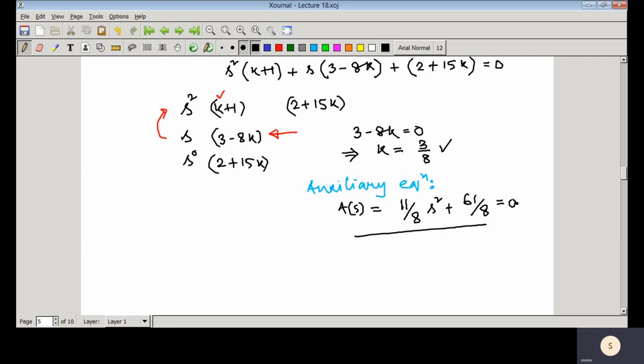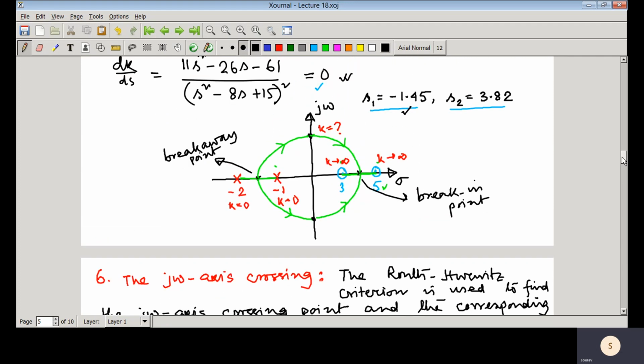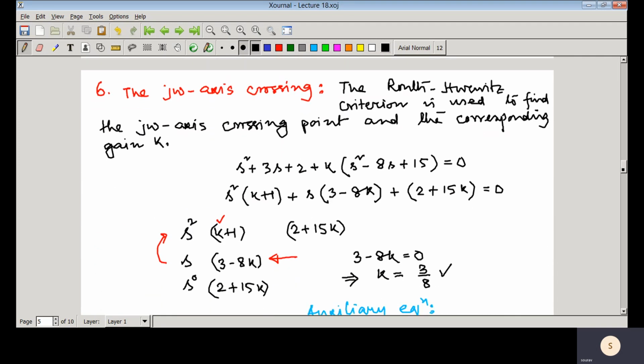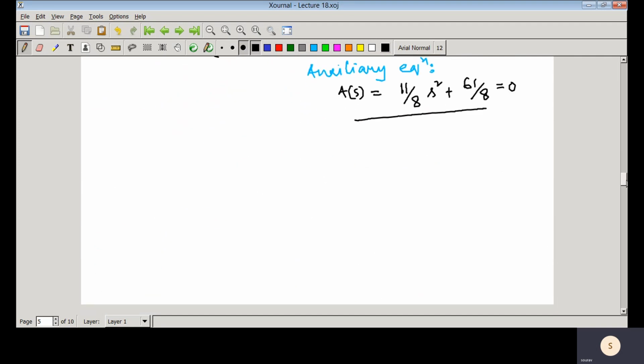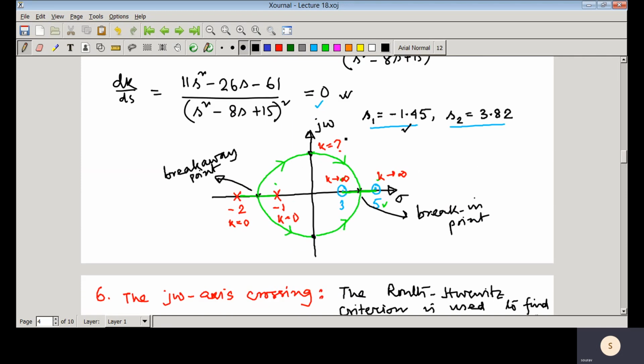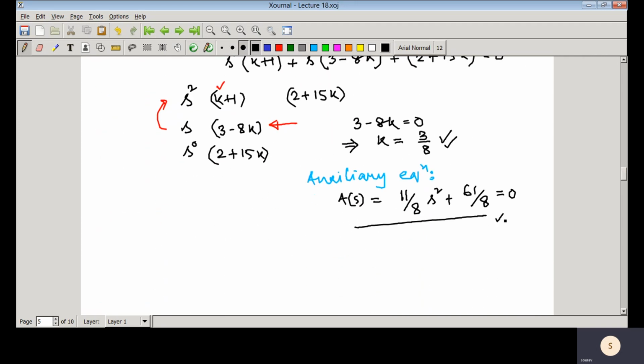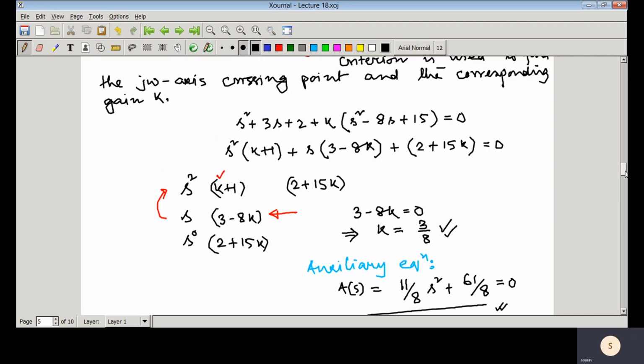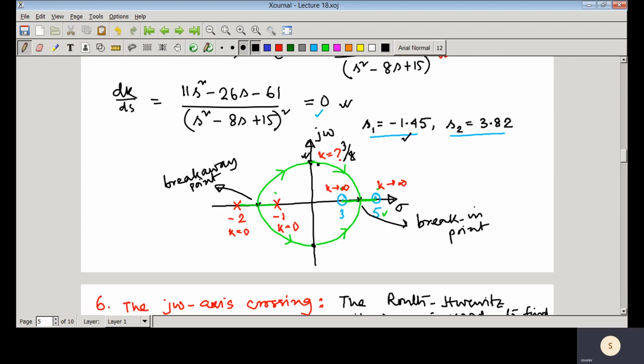And from this particular auxiliary equation, you can find the roots. That means whenever the root locus crosses the imaginary axis, we get this value k. So this k is 3 by 8, and we can find this particular root just by solving this auxiliary equation. So here, this is rule 6. Whenever the root locus crosses the imaginary axis, just by applying the Routh-Hurwitz criteria, we can find at what value it will cross that imaginary axis.